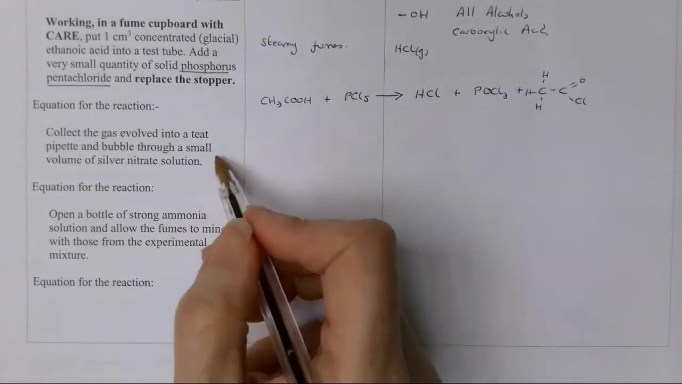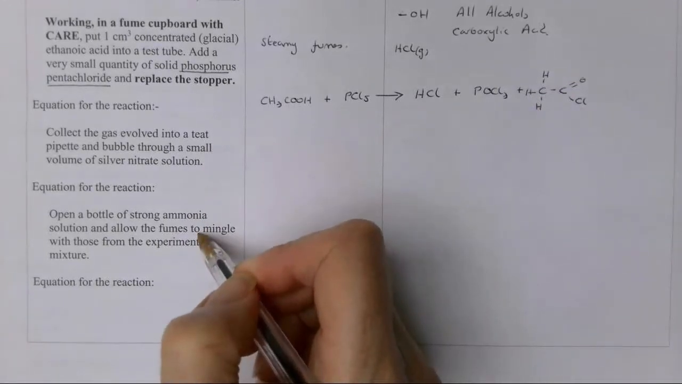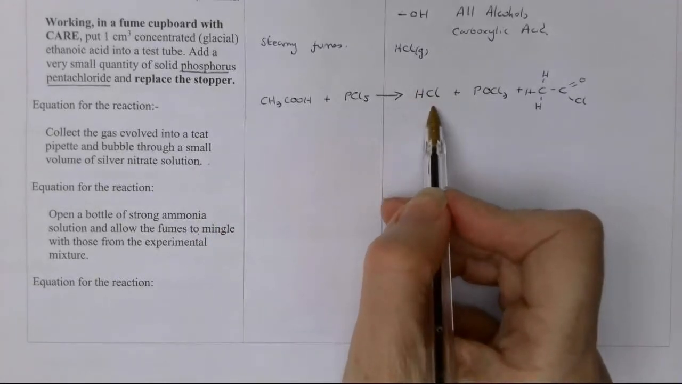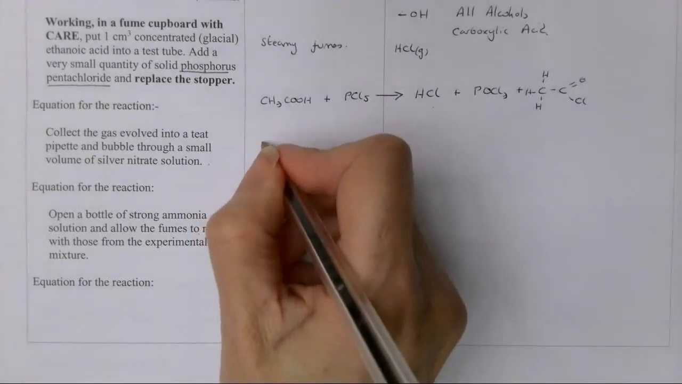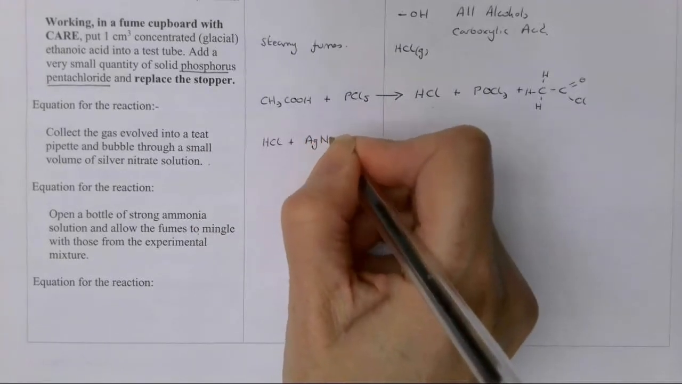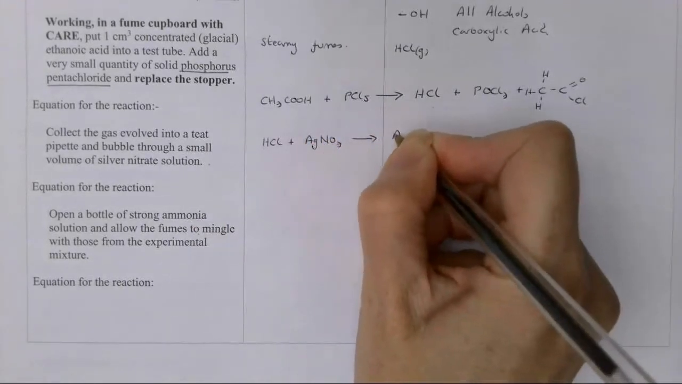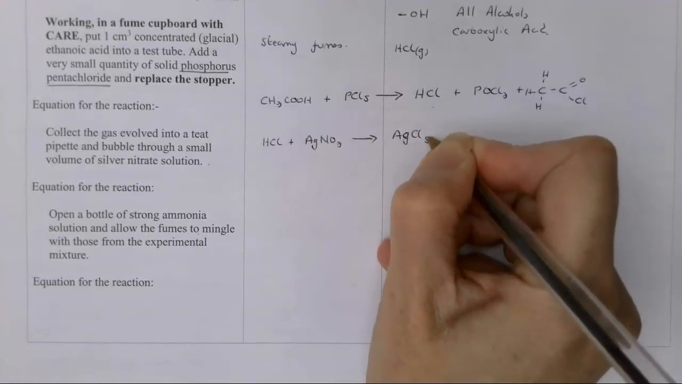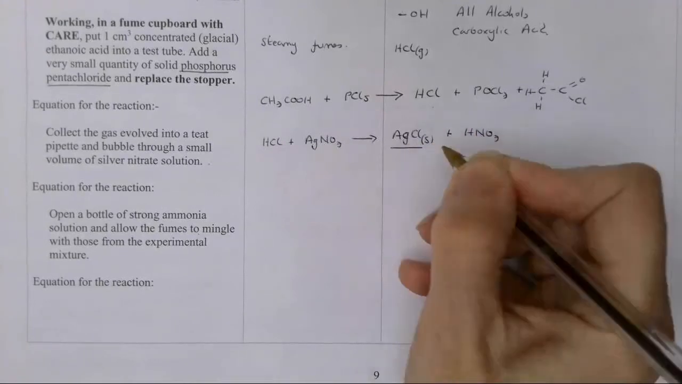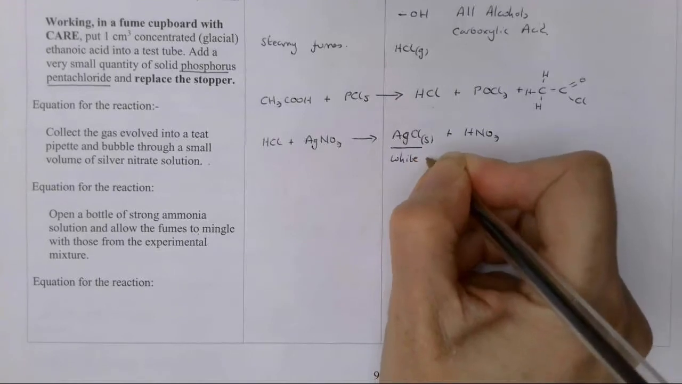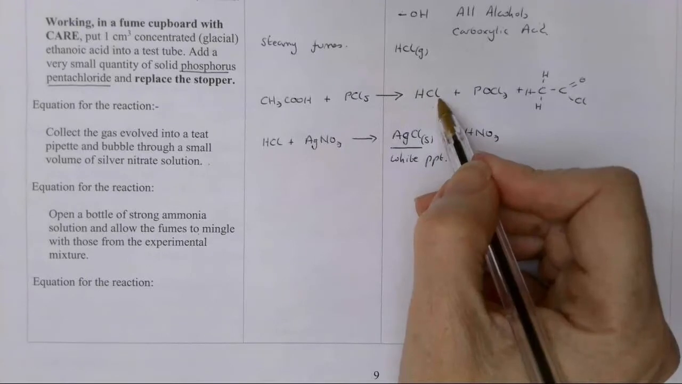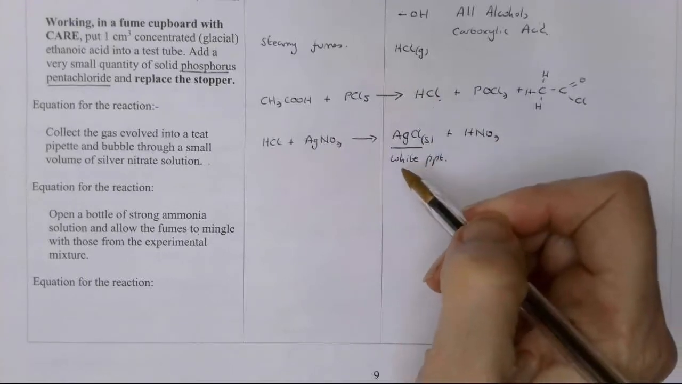Now, we can confirm this by doing two subsequent tests. We can take some of this gas here and we can bubble it through silver nitrate. And if I take my HCl and I bubble it through silver nitrate, AgNO3, you're going to get AgCl, solid, and you're going to get HNO3. And it's this that I'm interested in because this is a white precipitate. So that would confirm the observation of the steamy fumes. So it's a secondary test to confirm the first bit.